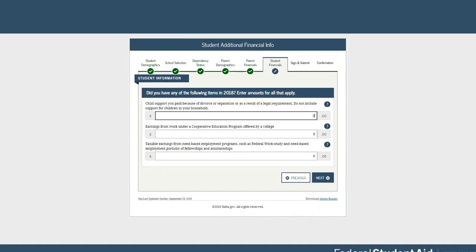All right, we go on to the next section here. Did you have any of the following items in 2018? Child support you paid because of divorce or separation? Probably not.